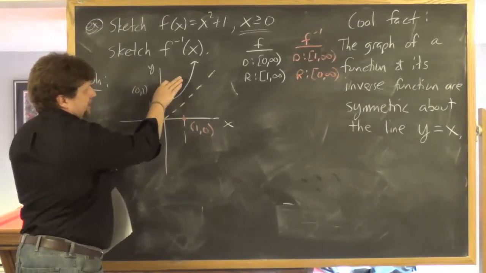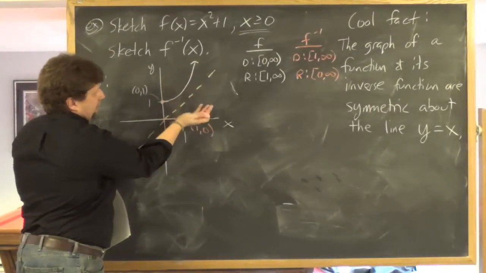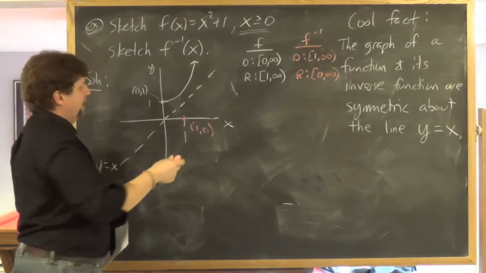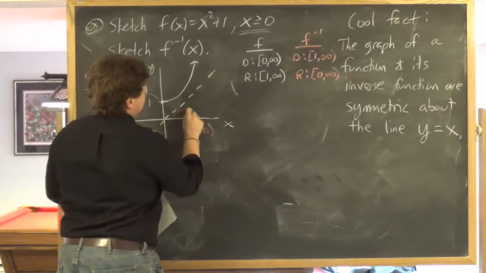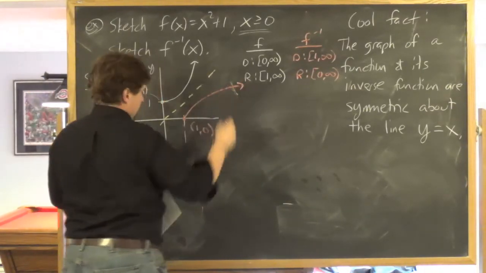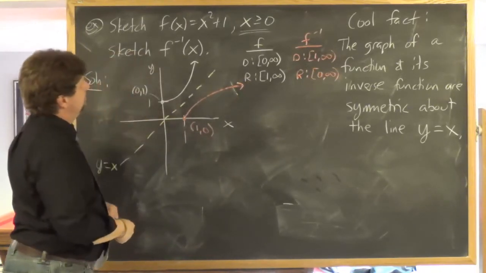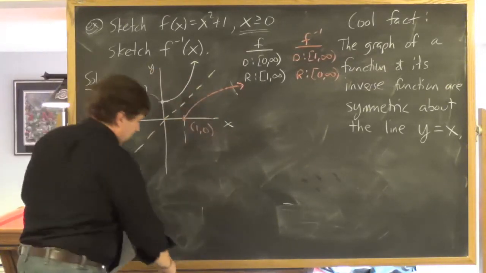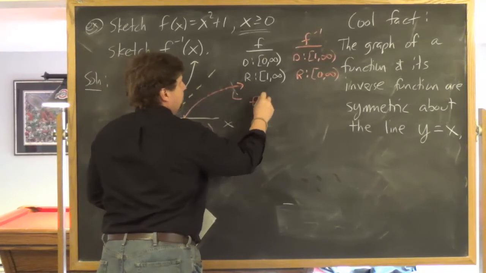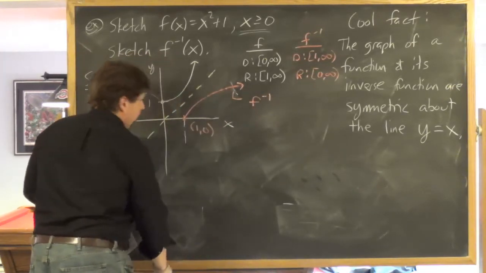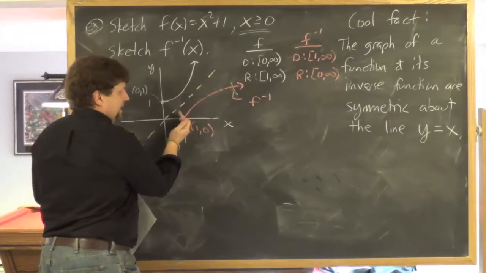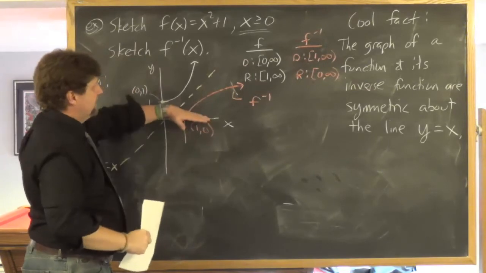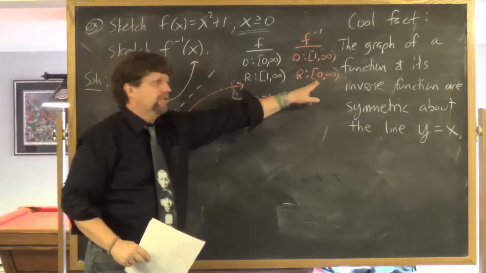Now, if I continue to imagine this graph being reflected around the line y equals x, that's what it means to be symmetric about the line y equals x, I should get a graph that looks something like that. That's not too bad for me. Symmetry around the line y equals x. This is the graph of the inverse function. And notice the domain is 1 to infinity, just like it should be, and the range is 0 to infinity, just like it should be.